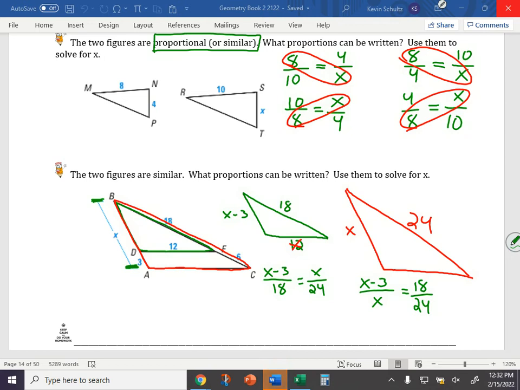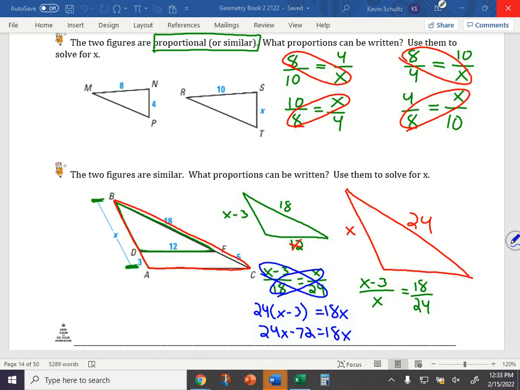And the reason why this works is, again, look at cross products, it's going to be the same calculations. Either way, when we use cross products, we are multiplying X minus 3 by 24. Make sure you got your parentheses there. And we're multiplying 18 by X. It'd be the same calculation if we did it over here. X minus 3 times 24, and then 18 times X. Do a little bit of distribution. 24x minus 72 equals 18x.